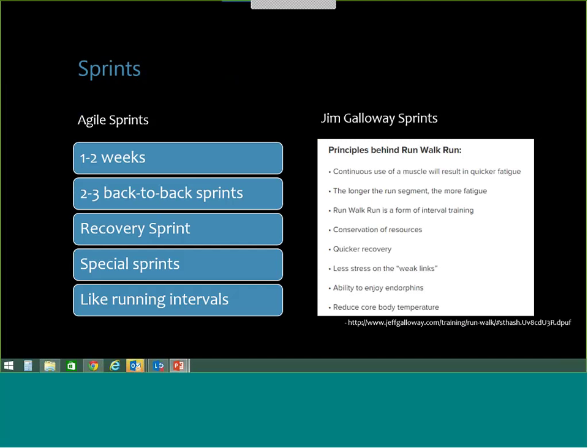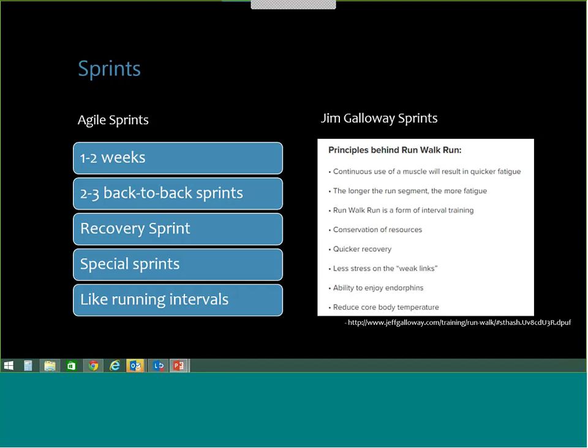And this sounds very much like the Agile features. Continuous use of a muscle will result in quicker fatigue. So sprinting, sprinting, sprinting, sprinting, working on a death march project makes you tired faster. The longer you run a segment, like a sprint, the more fatigued you will be. Run, walk, run is a form of interval training. It conserves resources. It allows you to recover quickly from working hard. There's less stress on the weak links. The weak links aren't the people in the Agile process. It's the parts of you that can no longer work 20-hour days, 9 days a week.